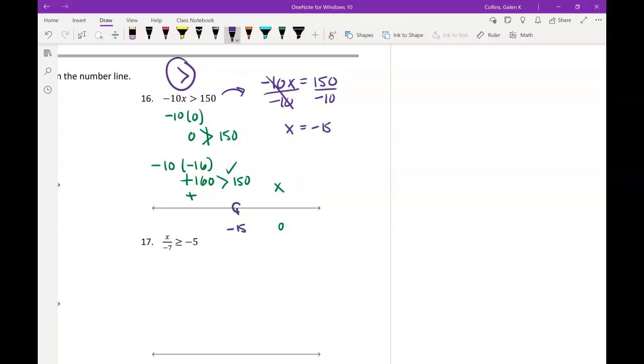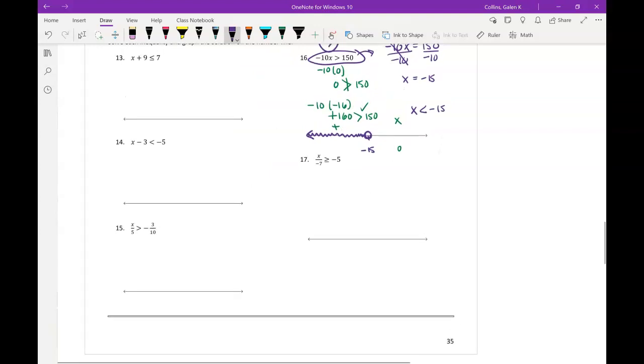is I'm going to put an open circle on the -15 because I don't have an or equal to, and I will shade in this direction. And if I were writing my solution as an inequality, I would say that x is less than -15. So if you did it a different way where you divide, remember when you divide or multiply by a negative, you have to swap the direction of the inequality symbol.